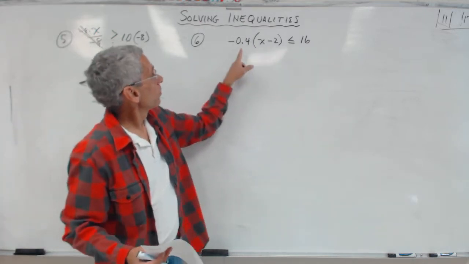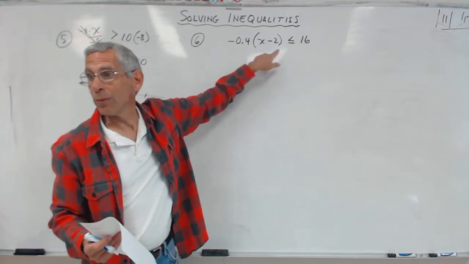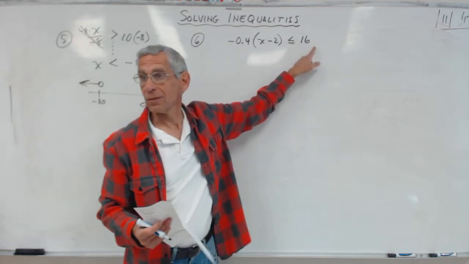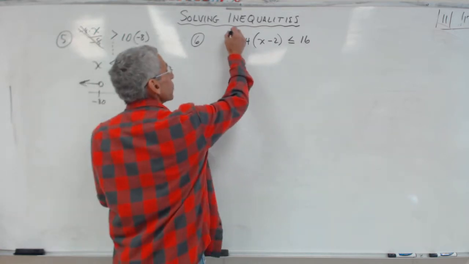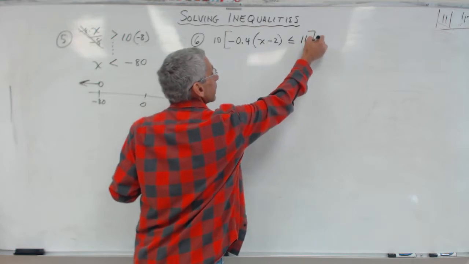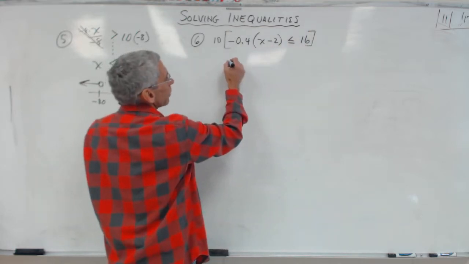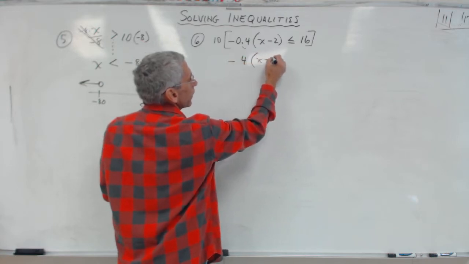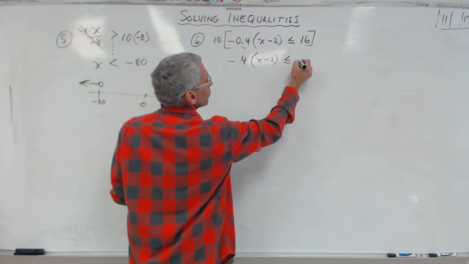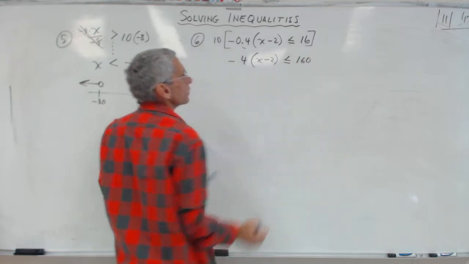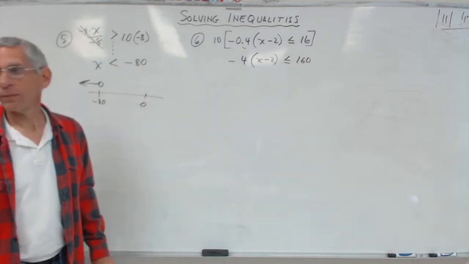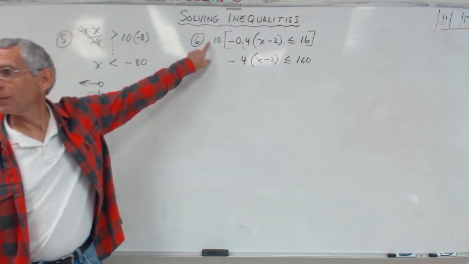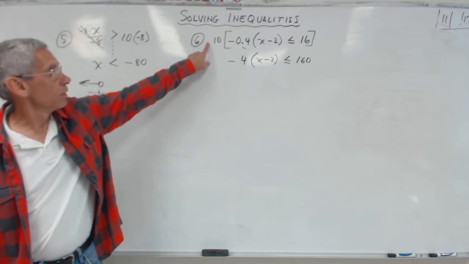But notice, this is already being multiplied by this, so all I have to do is multiply this and this, right? Does that make sense? So I'm multiplying this whole thing by 10. That gives me negative 4 times x minus 2 is less than or equal to 160. You agree with me? Yeah, but you have to flip it. Wait, no, I didn't. I multiplied everything by a positive 10. See what I mean?